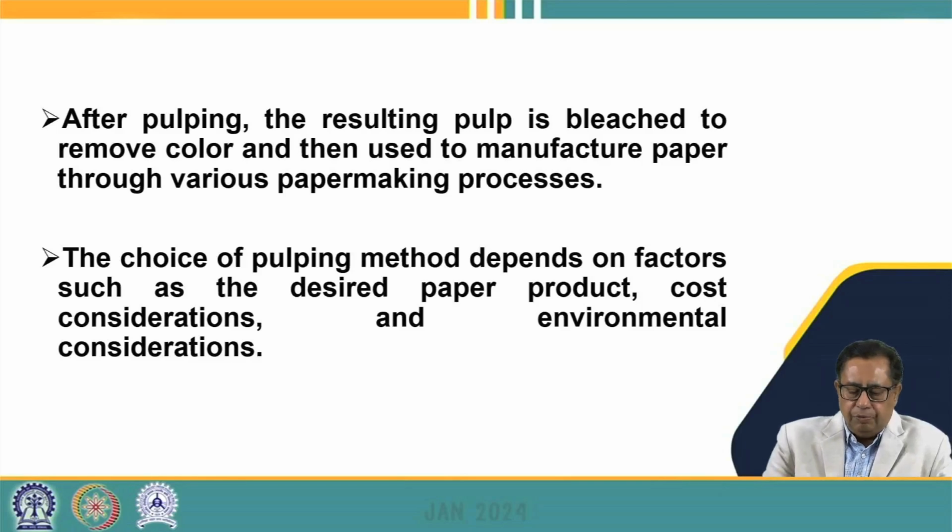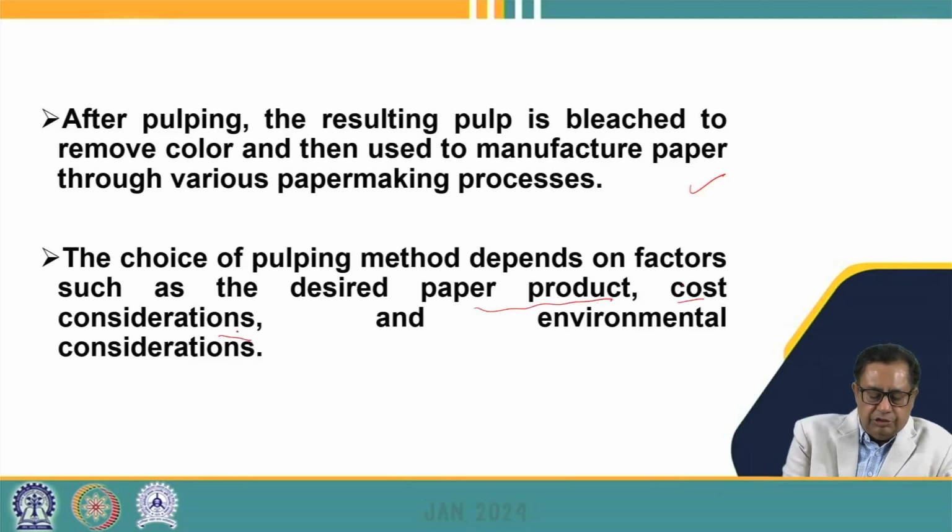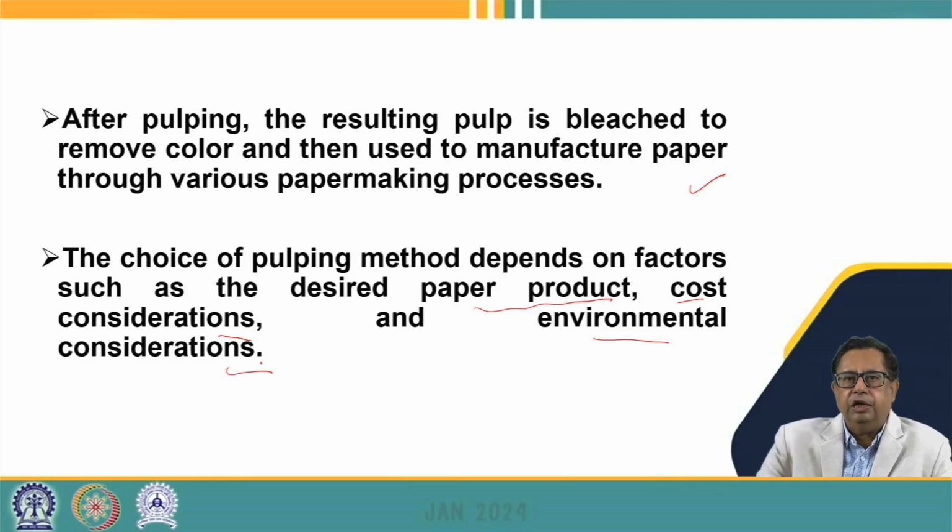So after the pulping process, the resulting pulp is first of all bleached so that the color is removed, and then it is taken to the manufacturing process of the paper. The choice of the pulping method will depend upon a number of factors. For example, it will depend upon the type of the paper that we want to produce. It will also depend upon the cost considerations, and the environmental considerations. So depending upon that, we choose the method which we can apply for the pulping operations.